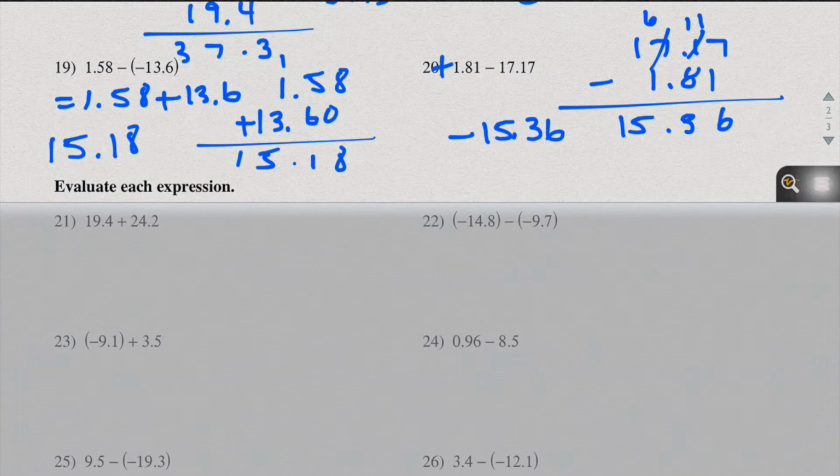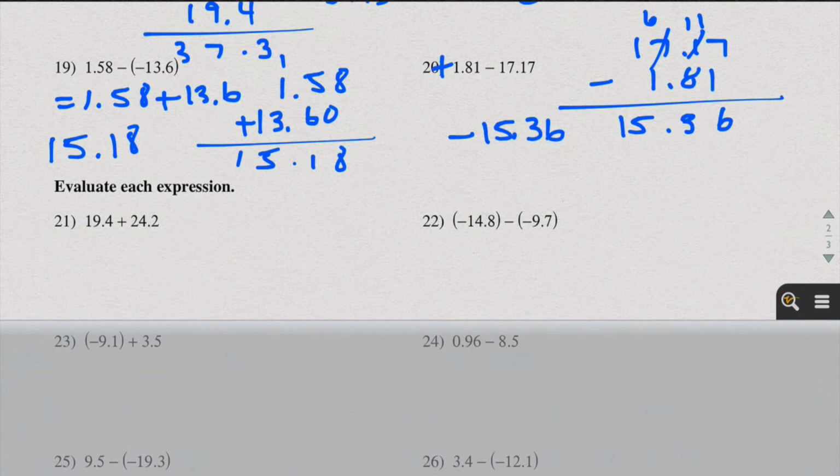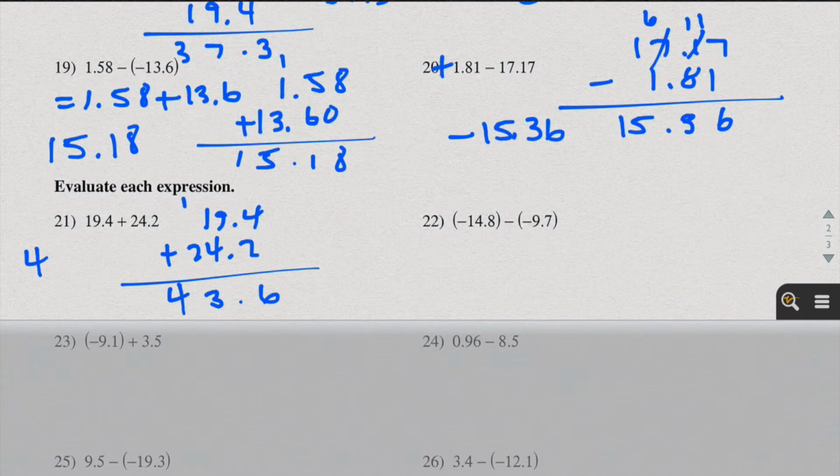15.36. Okay, 21. Evaluate each expression. So they're just mixing it up now. 19.4 plus 24.2. Just add those like we normally would. What we end up with is a 6. Bring down the decimal. 9 plus 4 is 13. 1 plus 1 plus 2 is 4. So we get 43.6.